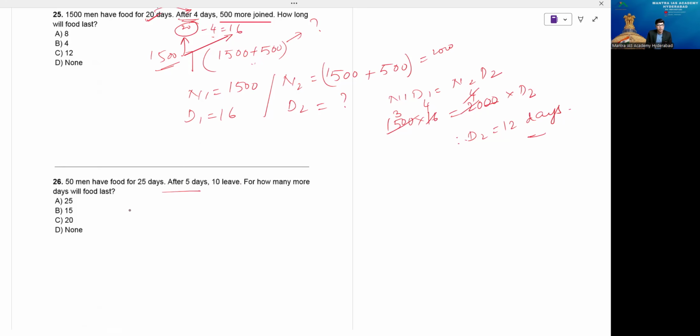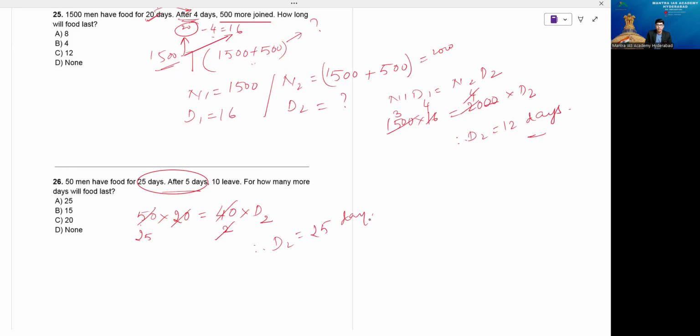That's good. N1 is now 50 members. After 5 days implies what? 25 minus 5, the left side is 20. That means for these 50 members, it's sufficient for 20 days. But what happened? Now after 5 days, 10 leave. That means 10 out of 50 members left, and we have only 40 members. For these 40 members, it is sufficient for how many days? So 2 1s are, 2 2s are, better, 25 times. Therefore, because the people reduced, if 50 were there, that is sufficient for 20 days. But only 40 are there, so it is sufficient for 25 days.